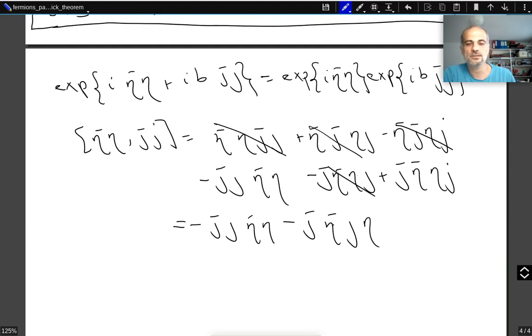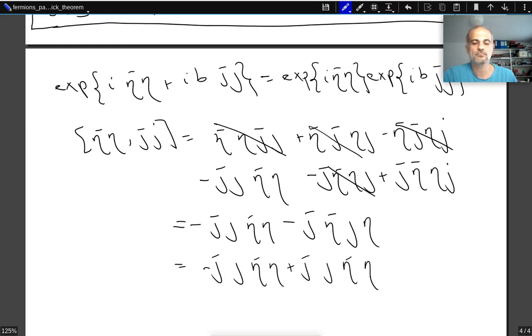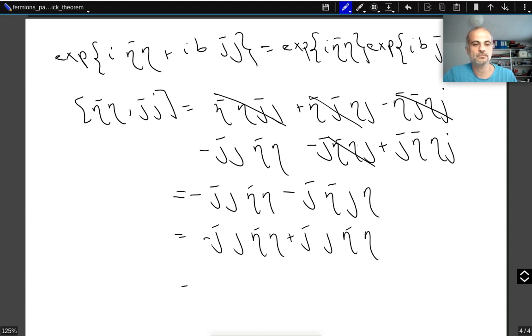And if I just commute these two things once more, the eta bar and j, this becomes a plus, this is minus j bar j, eta bar eta, plus j bar j, eta bar eta, but this is 0. So bilinears commute, and physical quantities, in fact, will be made up of bilinears of these spinors.